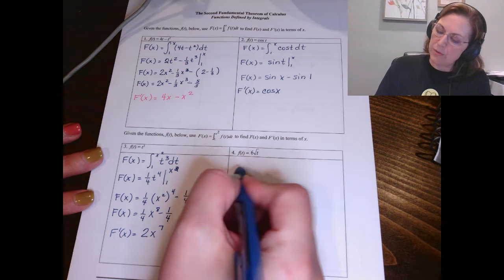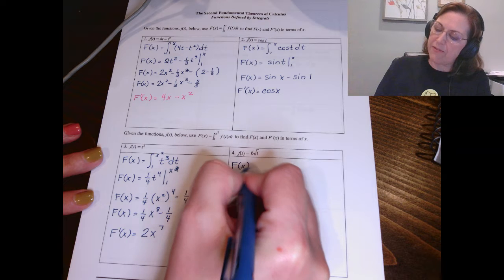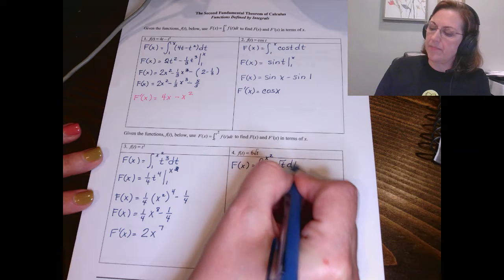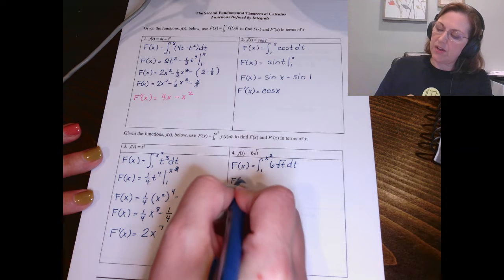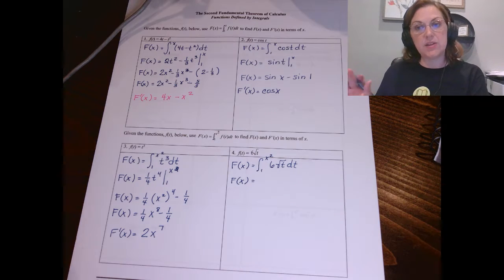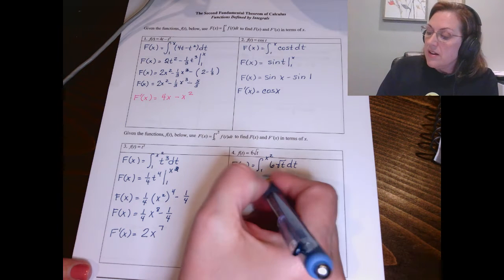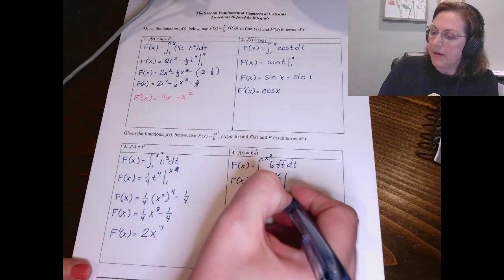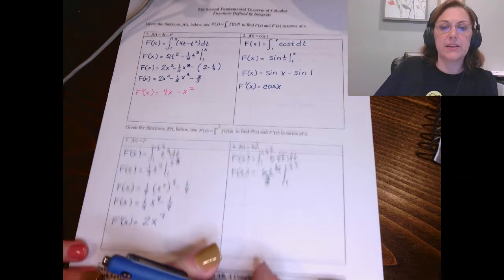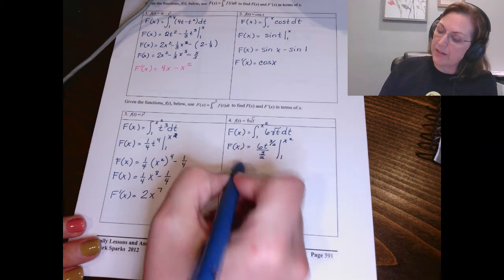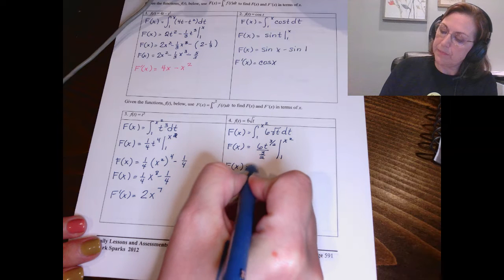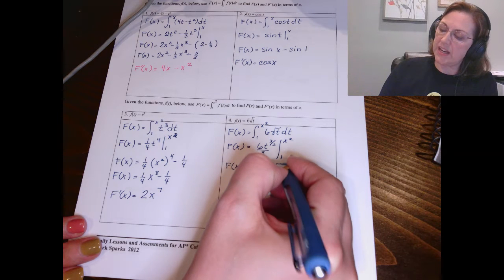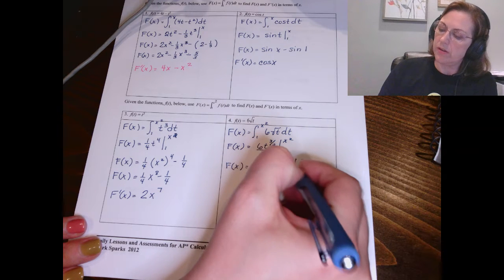Okay, let's do one more. This one we're letting capital F of x be the integral from 1 to x squared of 6 square root of t dt. So we'll take the antiderivative. The antiderivative of 6t to the 1/2 would be 6t to the 3/2 over 3/2. And again, we're going from 1 to x squared. Okay, let's clean that up just a little bit. That's going to be 2/3 in front times 6, and then I've got square root of t being cubed. And we're going from 1 to x squared.